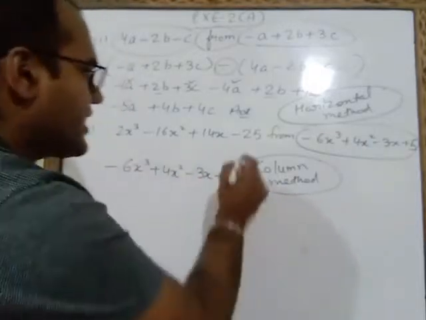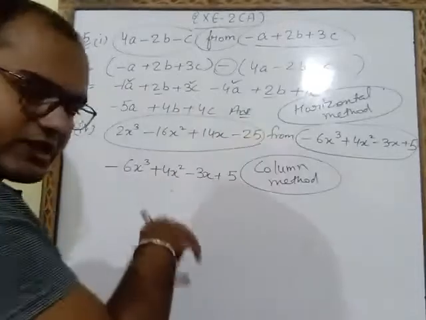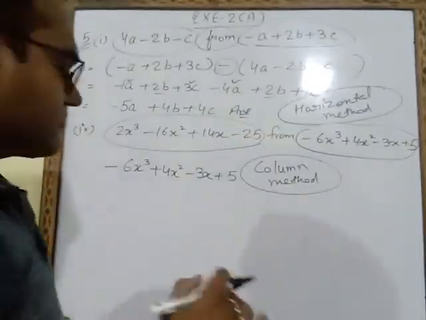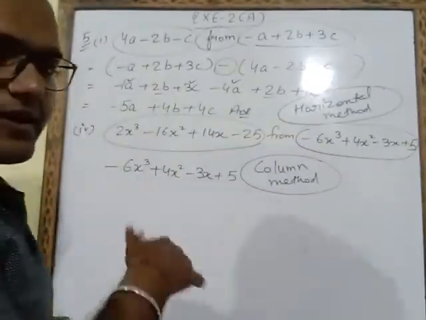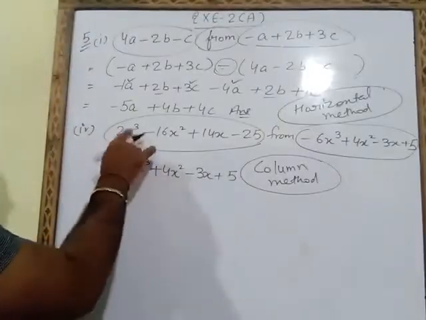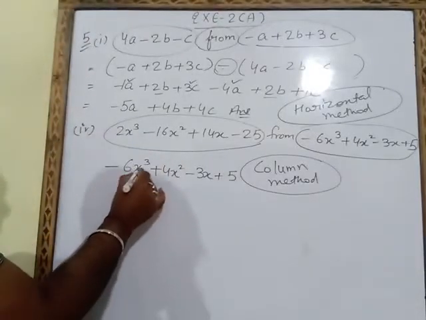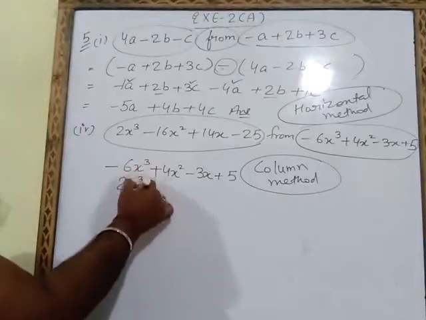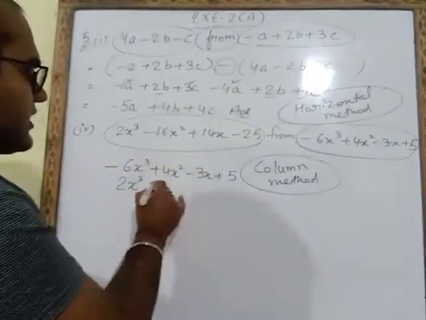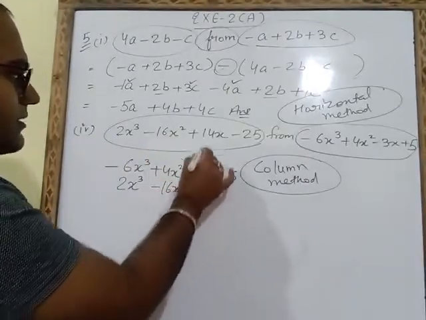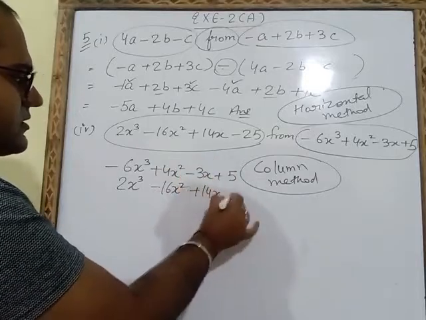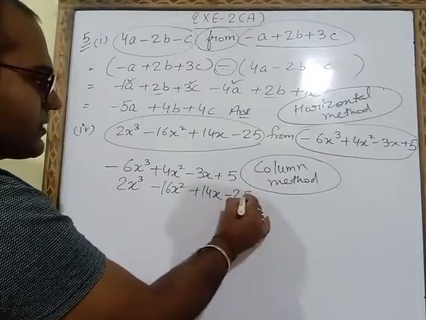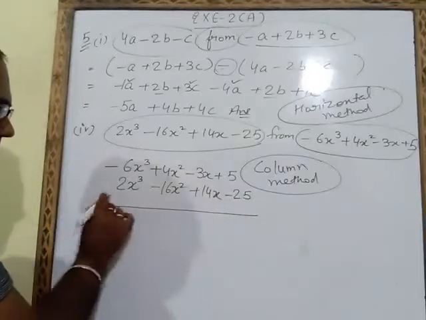Now the first algebraic expression we have to write downside, but the thing is that same alphabets we have to write under the same ones. This is 2x cube, so here we will write 2x cube. Same alphabets we have to write upside and downside. Minus 16x square, here we will write plus 14x minus 25. Now we will give some gap here.